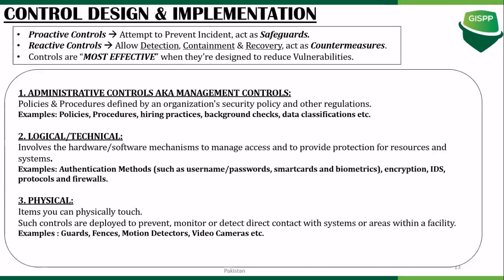So some of the examples for the physical controls are your guards, your fencing, your motion detectors, your video cameras. These are some of the physical controls that need to be put in place. Now, all these three kinds of controls that I've discussed need to be put in place to provide a defense in depth mechanism, which is the coordinated use of multiple security controls in a layered approach.